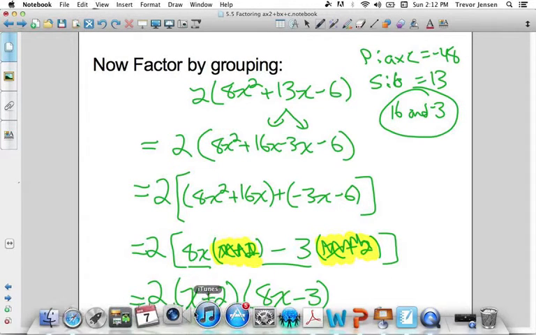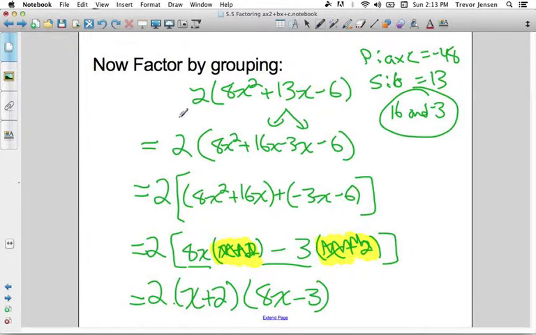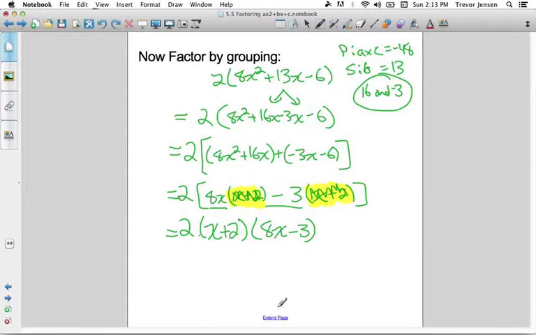I now have my factors of my original quadratic: 2 times x plus 2 times 8x minus 3. And if you multiplied that out, you would be done. You would see that you would get back to the original expression. Okay, so that's it for that one. If you forgot to factor out the 2 at the very beginning, once you went through and factored your quadratic, you would have done it with bigger numbers.